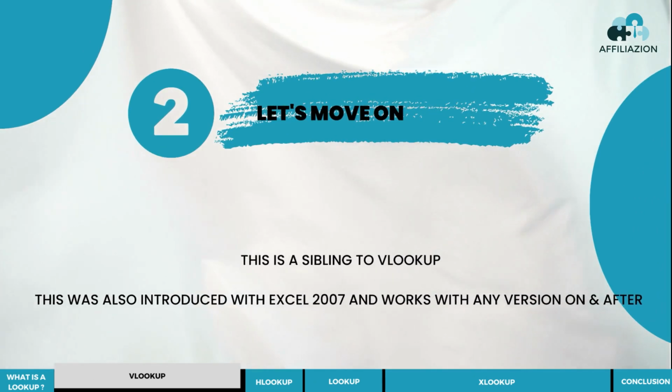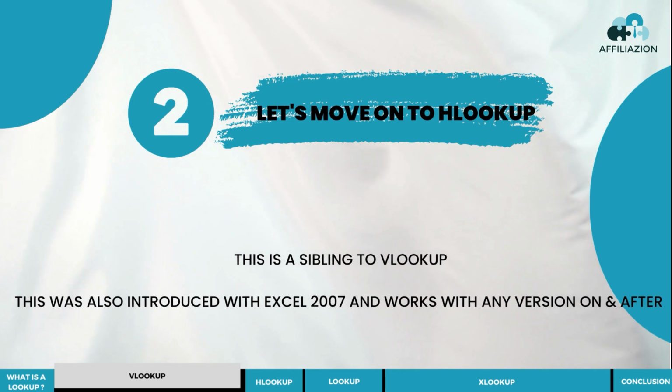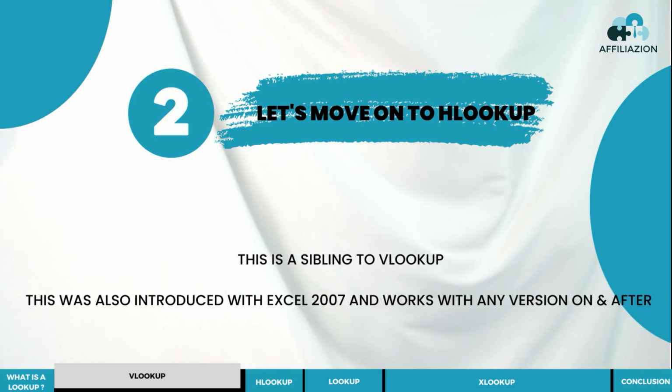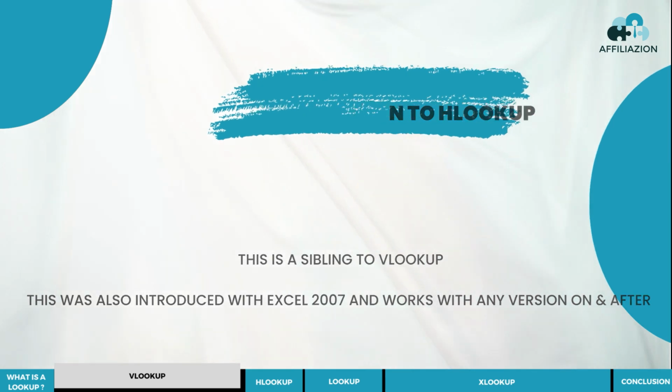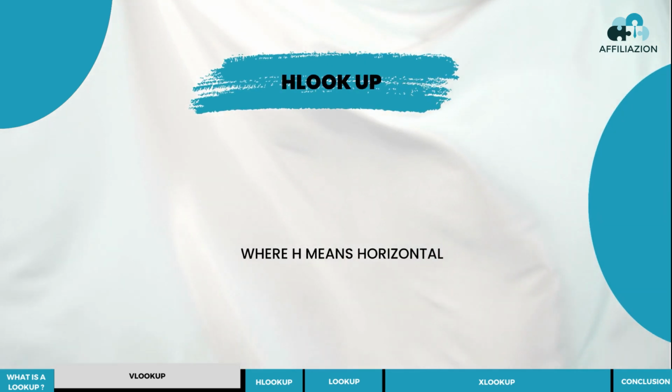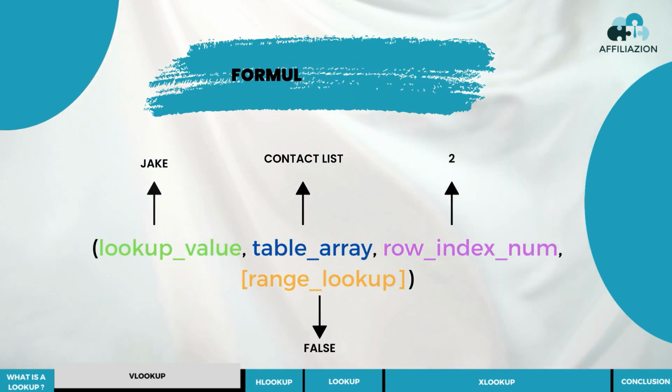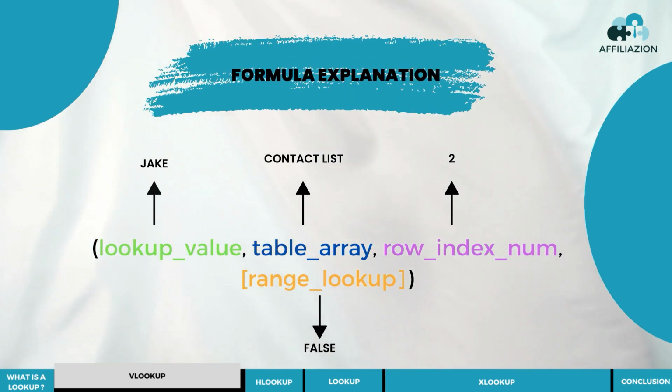Let's move on to HLookup. This is a sibling to VLookup. This was also introduced with Excel 2007 and works in any versions on and after that. The H in HLookup refers to horizontal, so it works with horizontal data. Let's look at the formula explanation. This is quite similar to VLookup.